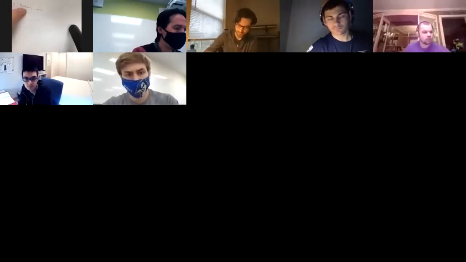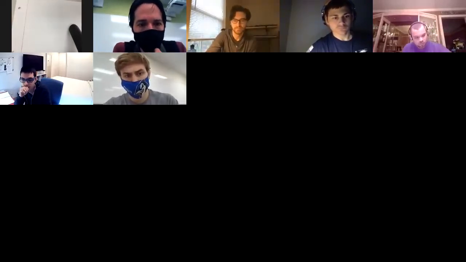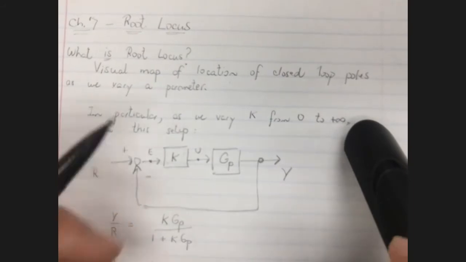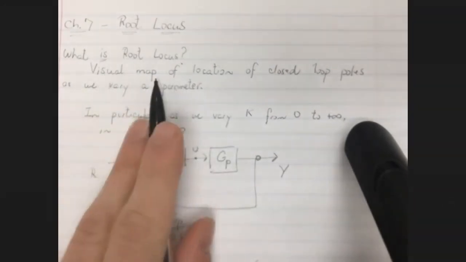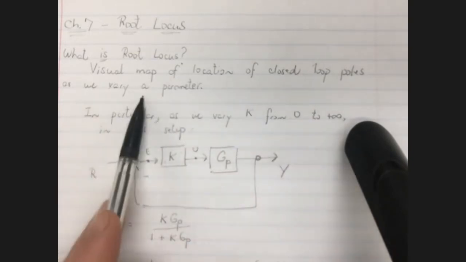All right. So let me switch over here, spotlight my notes. So just remember, in terms of the big picture, back in chapter 7, the whole goal of sketching this root locus was to get a visual map of the location of those closed loop poles as we vary a parameter.